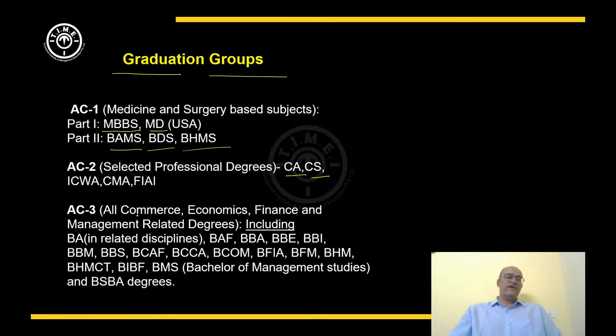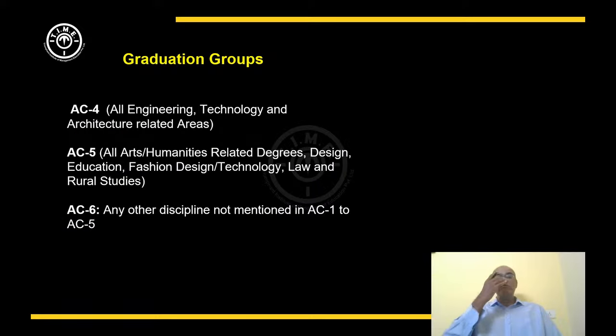Then comes AC3, where you will have all BCom, BBA, and related degrees. They will all be together in AC3. So keep in mind which group you fall under. Then AC4 will be all engineering, technology, architecture, all of them together in AC4. AC5 will be all your humanities and related subjects like fashion design, fashion technology, law, rural studies, education, all of them will be in AC5. Now, any degree, any discipline that I have not mentioned so far will be in AC6.